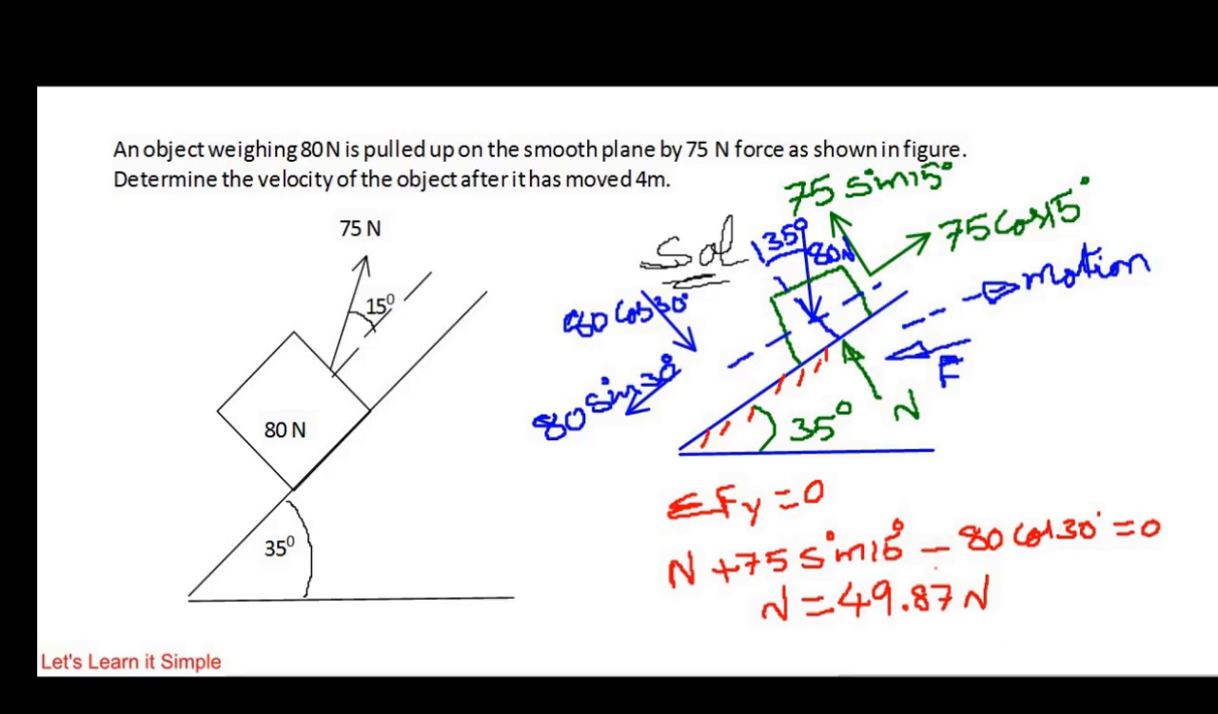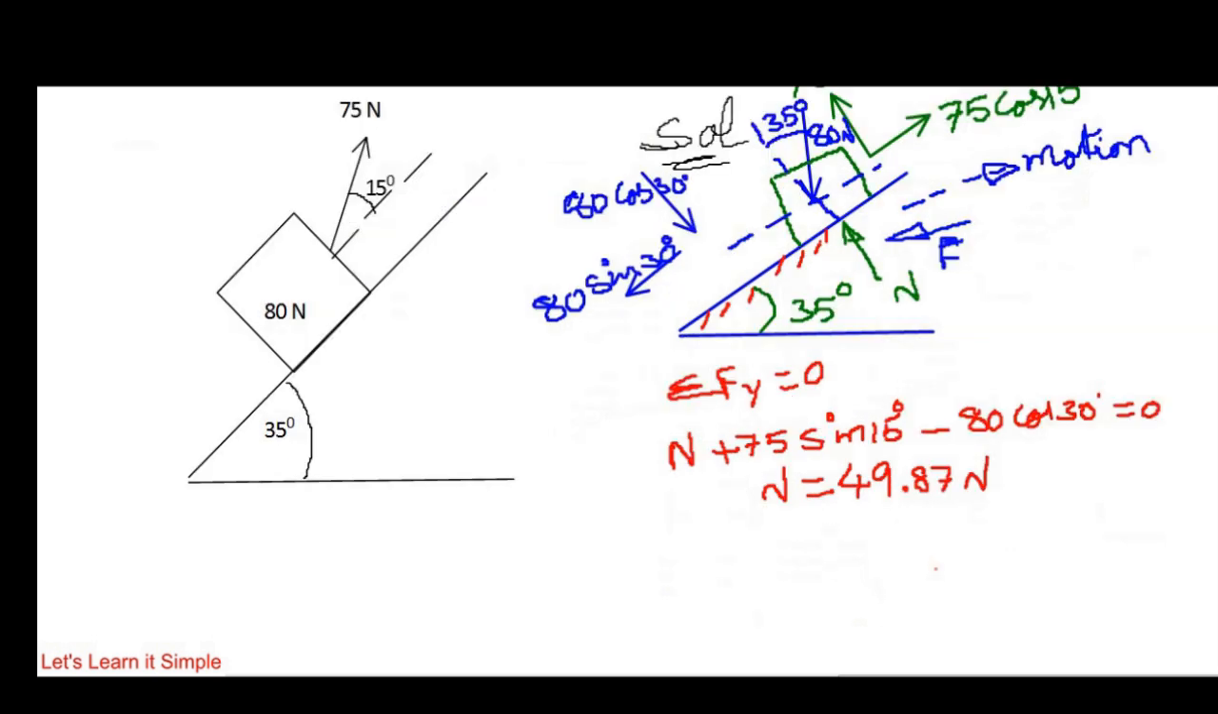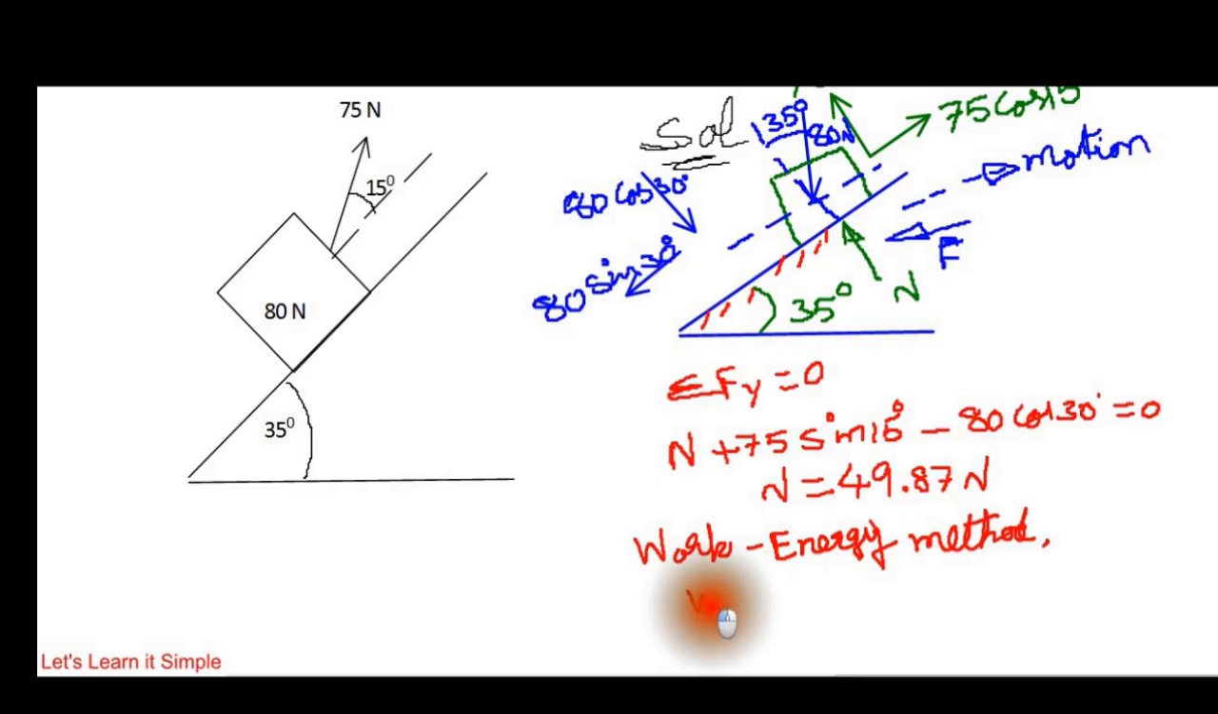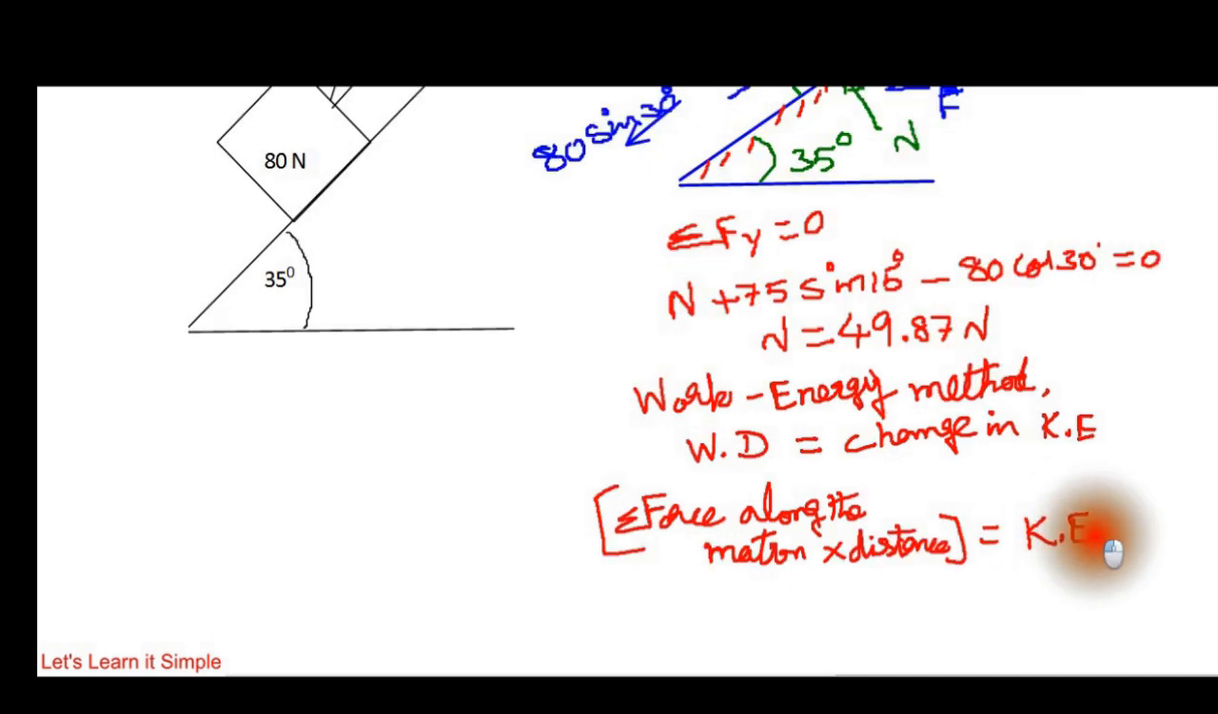Next we need to solve this by the work energy method. So the work energy method says that work done along the direction of motion is equal to the change in kinetic energy. Work done is force into distance along the direction of motion. So work done is the summation of the force along the direction of motion into the distance traveled.